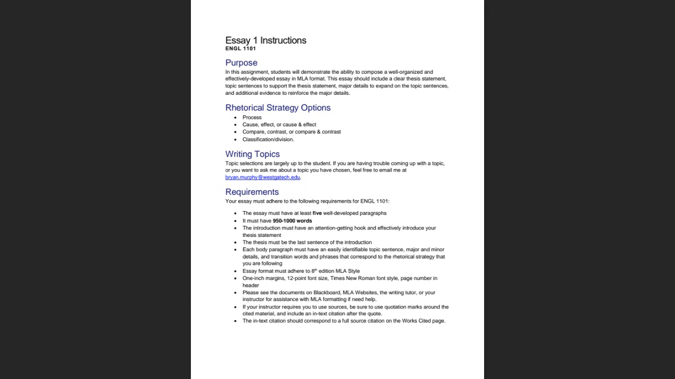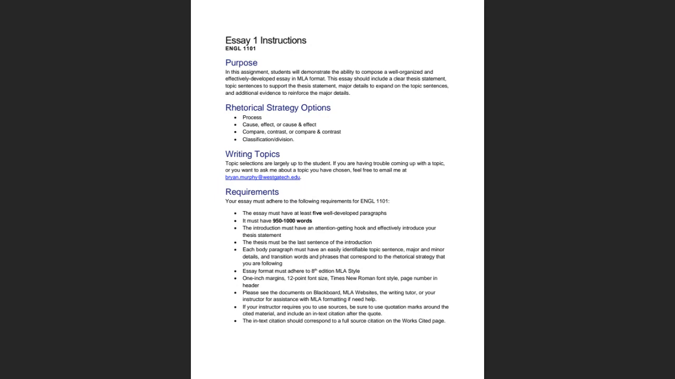You need an introduction with a hook to effectively introduce your thesis statement. Your thesis has to be the last sentence of the introduction, and again, I'll go over this stuff with you in the future. Your body paragraphs must have an easily identifiable topic sentence, major and minor details, and transition words and phrases that correspond to the rhetorical strategy that you are following. The essay format must adhere to the 8th edition of MLA. Actually, we've moved on to the 9th edition now, but there aren't enough changes really to matter, so 8th or 9th is fine. 1-inch margins, 12-point font size, Times New Roman font style, and page number in the header.